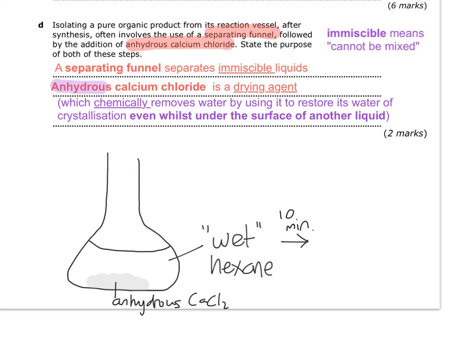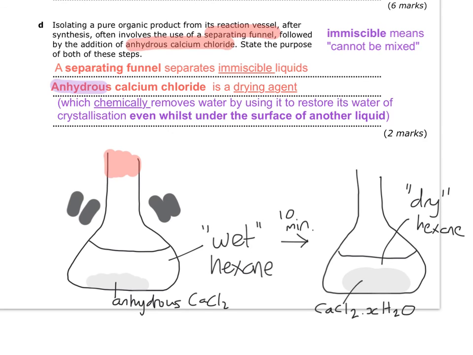So you'd obviously put a stopper in the top of the container, and give it a good old shake. And then 10 minutes later, what would happen is your hexane would be dry. And you'll have a hydrated calcium chloride. You'll see that the calcium chloride has now taken on some water. But the important thing is that the hexane is actually now dry, so the hexane can be poured off, leaving the hydrated calcium chloride behind.